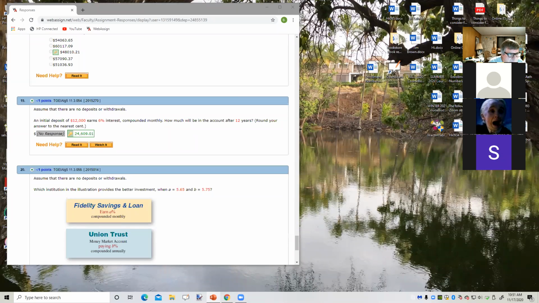It says, assume that there are no deposits or withdrawals, an initial deposit of $12,000. So P is $12,000, earns 6% interest. So R is 6% or 0.06, compounded monthly. So K is 12. How much will be in the account after 12 years? So time is 12 years. Round your answer to the nearest cent.